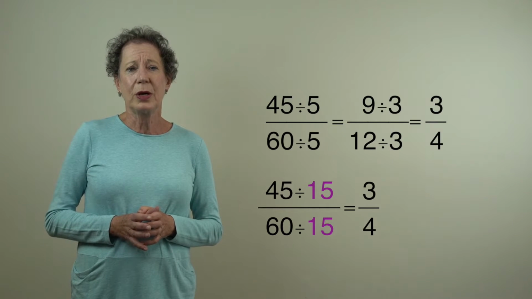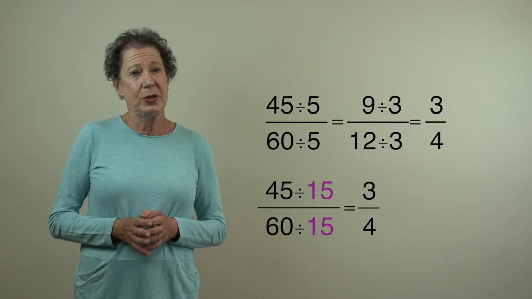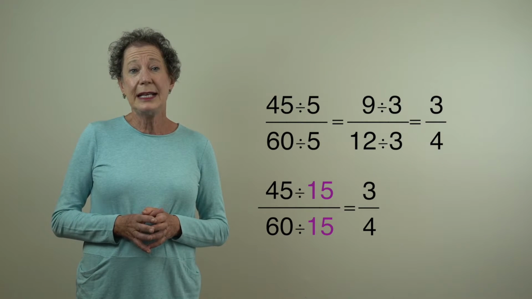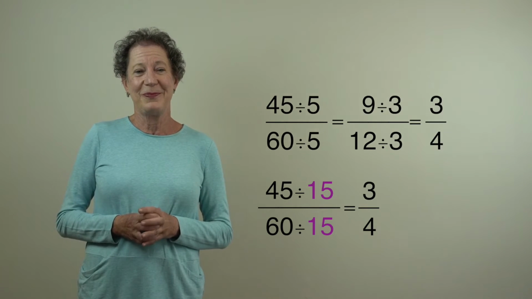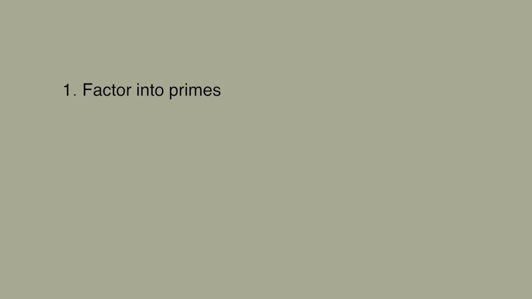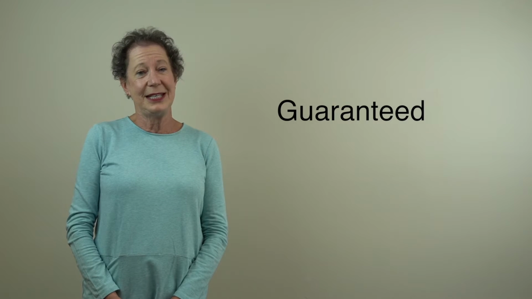This may be the way you are currently reducing fractions, but this method will not get you through Algebra 2 or college. So it's a good idea to get familiar with this method, which will take you wherever you want to go. Here it is, drum roll, the very best way to reduce fractions. Factor into primes. Look for magic ones in the form of x over x. Multiply what is left, and that is the answer in lowest terms, guaranteed.